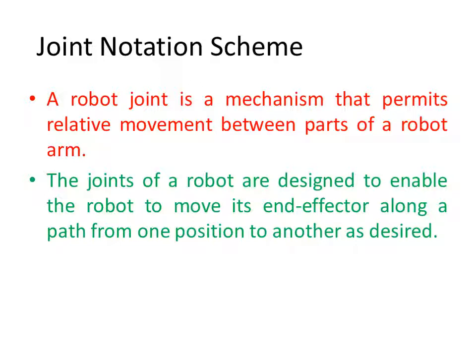As we know, there are two types of manipulator: the closed link manipulator and the open link manipulator. Normally we see the open link type of manipulator, and each link of the manipulator is connected with the help of a joint. We have to permit relative motion between the joints so that the manipulator, a robot arm, can move in space. The joints of a robot are so designed that they enable the robot to move its end effector along a path from one position to another as desired.